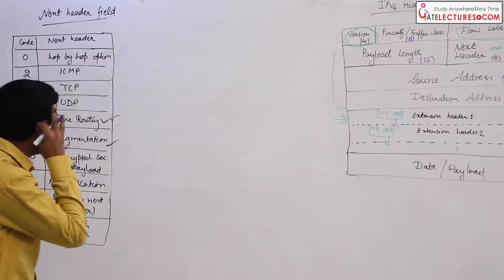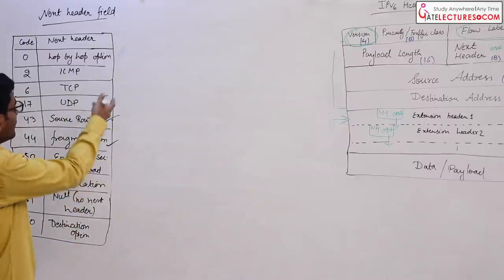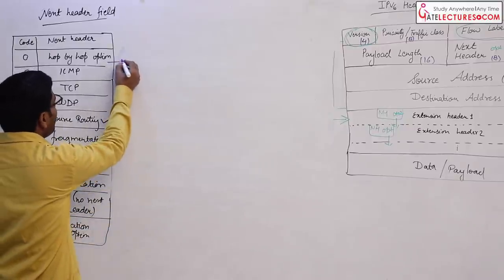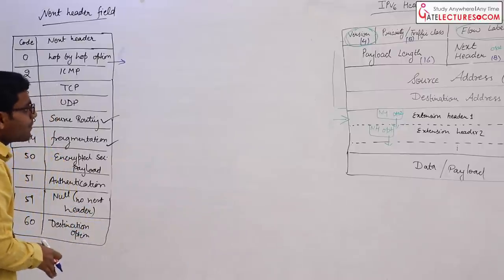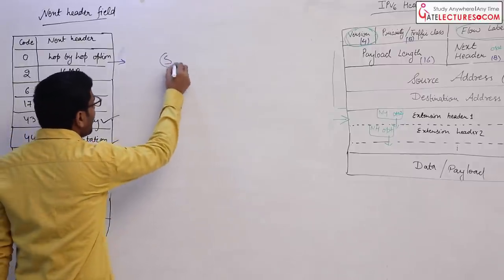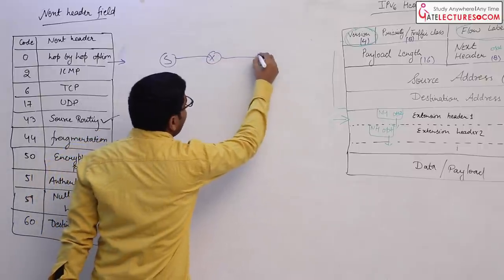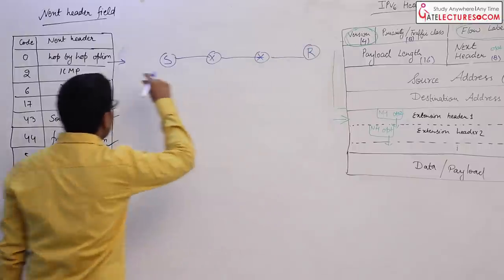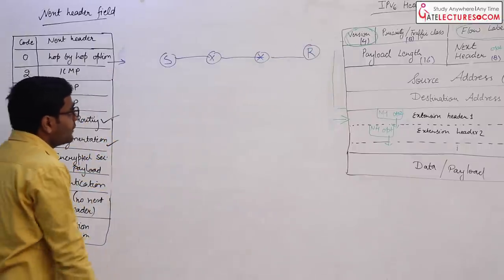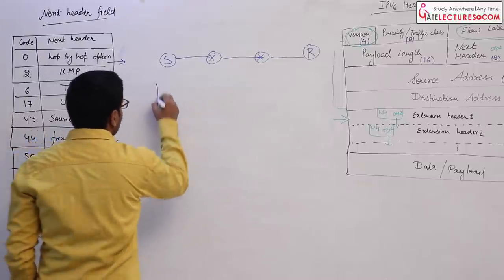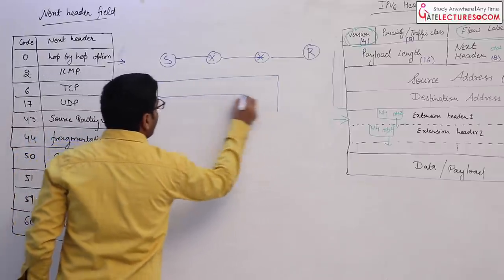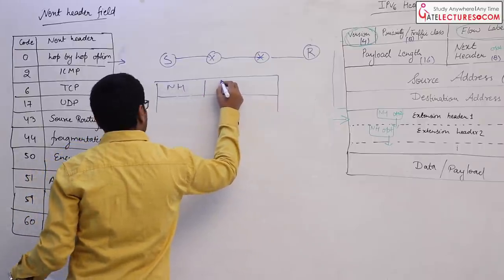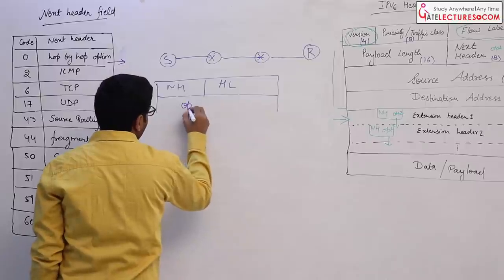Okay, so now I will give some brief introduction about some of these extension headers. Fine. So let's talk about the hop by hop option. The hop by hop option will be seen by every intermediate router between the transmission path. So if you see its extension header format, it has the next header field, the header length field, and it has the option field.